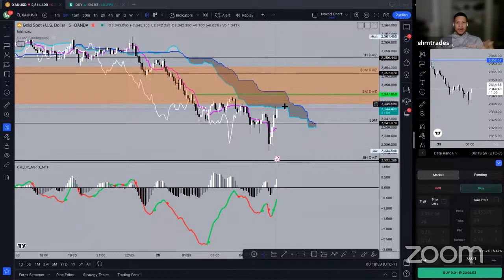And so now we're kind of going into this correctional phase. And what is it going to be correcting? How far is it going to correct itself? Potentially, the entire area of this imbalance here, this inefficient price action.